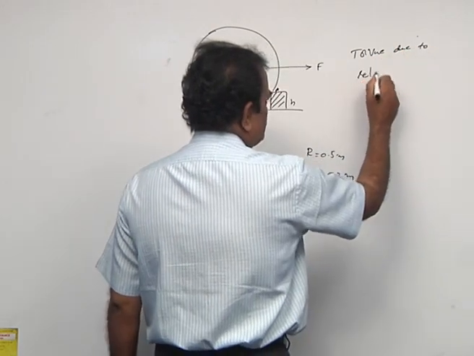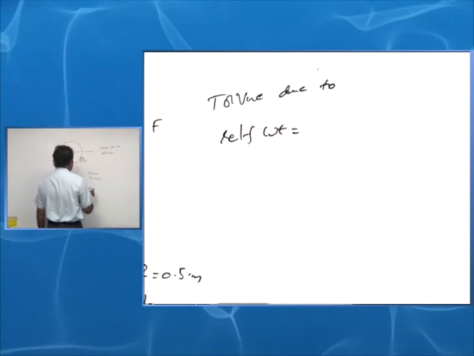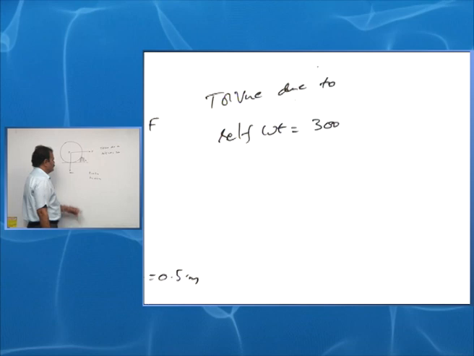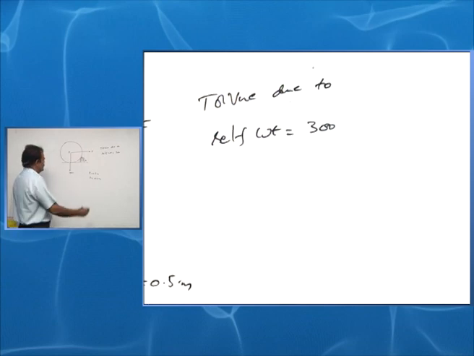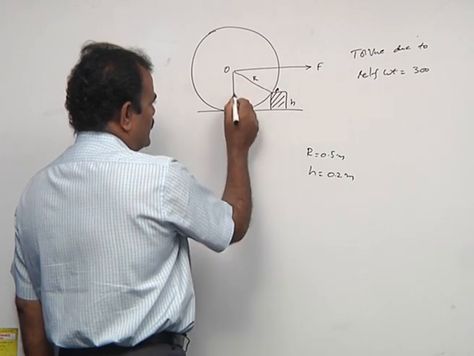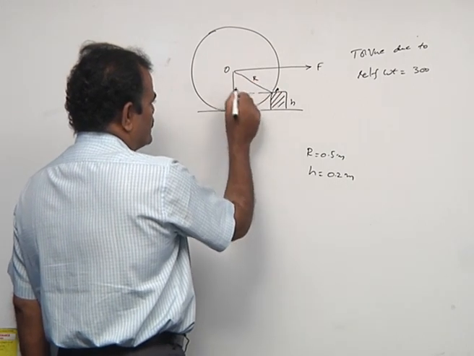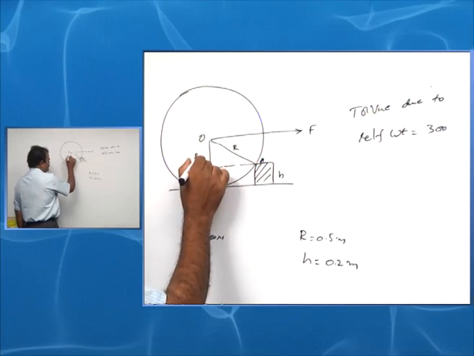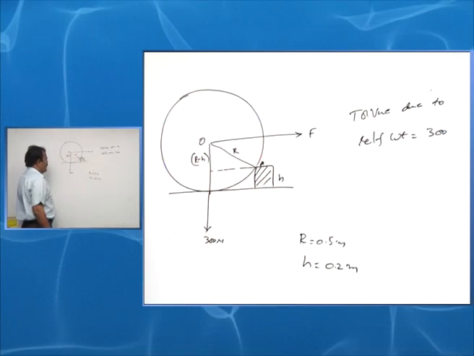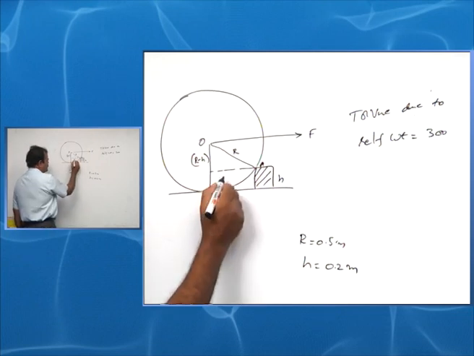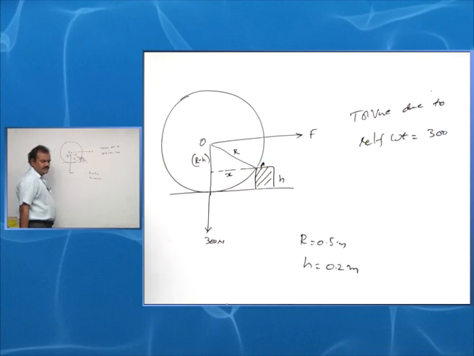So torque due to self weight: the 300 newtons is there, and again it's a perpendicular distance about the point of rotation. About that point of rotation, this is taken as r, and this is taken as r minus h. The h is already there, that is the height of the brick. So that's why this is r minus h, and this is the radius, and again the r minus h is here, and this can be taken as we consider x is here.